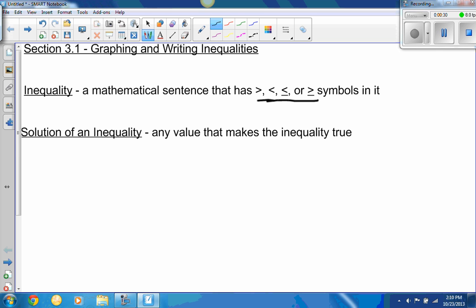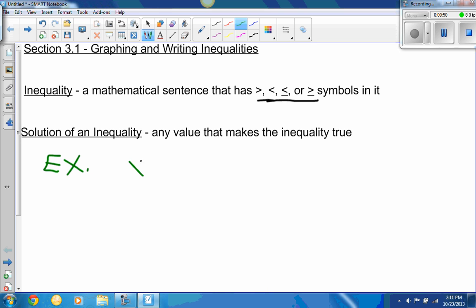It doesn't just have an equal sign. It's not equal to, it's an inequality. Something is greater than, less than something else. So the solution of an inequality, that's another one of your terms, and it's exactly what it sounds like it is. It's a value that makes the inequality true. So it's a value that answers the question.